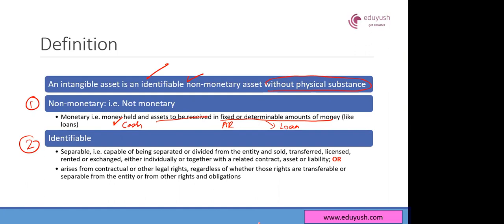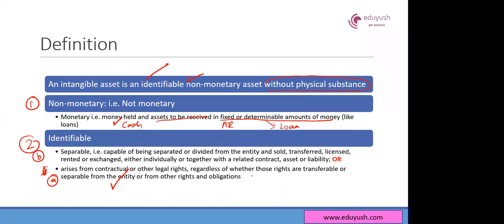Now the next part of the definition says the asset must be identifiable. When I say identifiable, it can come from two reasons. First, I'm going to take the A part and then we will look at the B part. It arises from a contractual or legal right, regardless of whether those rights are transferable or separable from the entity or other rights and obligations. So if you have any asset that comes from a legal right, it is an intangible asset.